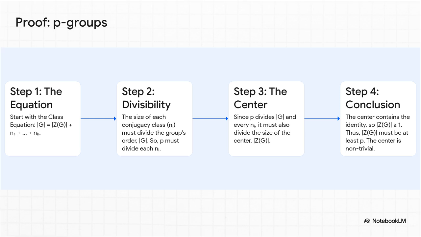So step 3, think about that. The left side of our equation, the order of G, is divisible by p. And the sum of all the n_i's is also divisible by p, because each part of the sum is. The math just forces the last remaining piece, the size of the center, the order of Z(G), to also be divisible by p. And finally, we know the center is never empty. It's always got the identity element, so its size is at least 1. If its size is a multiple of p, it has to be at least p. And there it is. The center is non-trivial. What a beautiful, simple, and powerful argument.